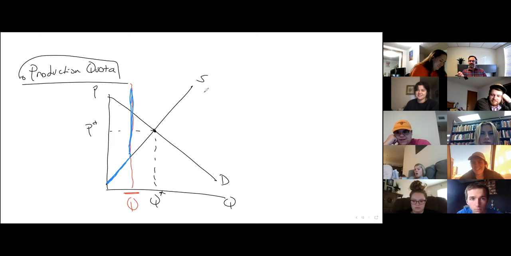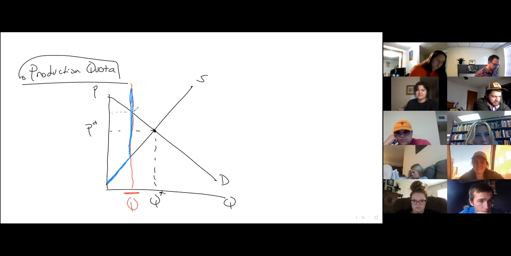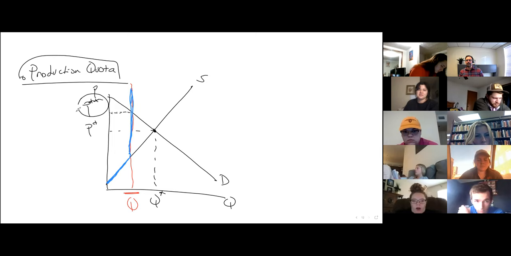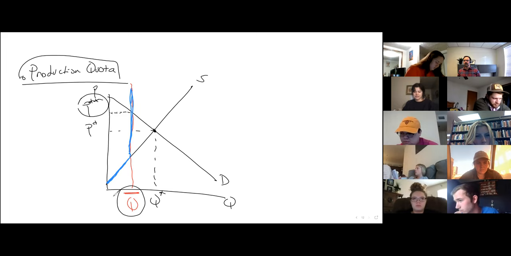So you're exactly right. It's where the supply and demand intersect. So we said we have this new supply curve highlighted in blue, but you're exactly right. We've got the new equilibrium price right here. So this is the price paid and the price received. And the quantity sold right here is Q bar.